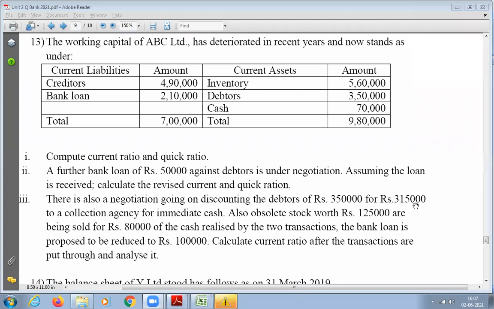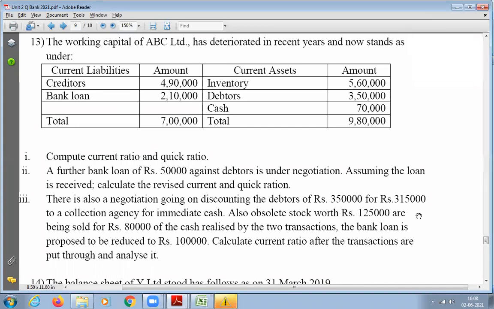3,15,000. Why is it less? They are giving 3.5 lakh, but they are getting only 3.15. Why is the difference? The discount. Just now I told you in the beginning itself, when they are surrendering the debtors, it will be discounted. They will not get the full amount, only a little lesser amount. They will deduct some percentage, and the remaining amount is given immediately. The 3.5 lakhs they will get only when the customer pays, and the agency will take care of that.